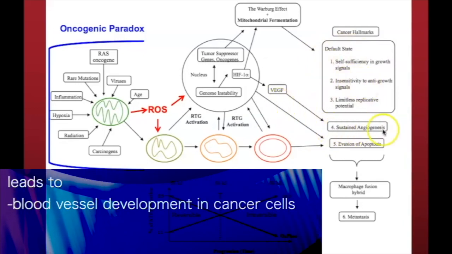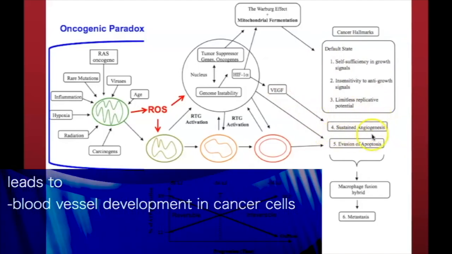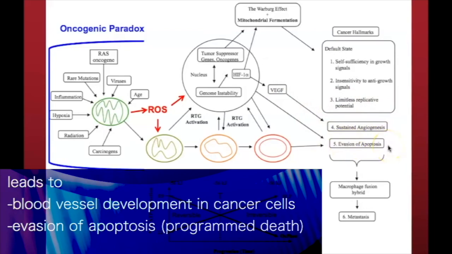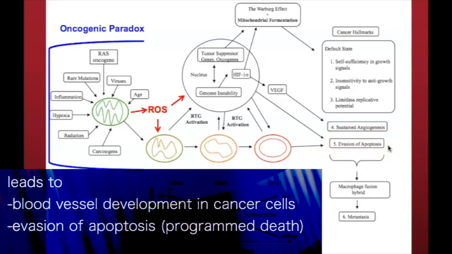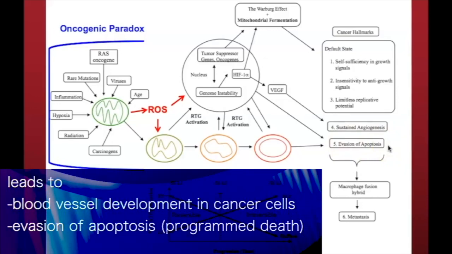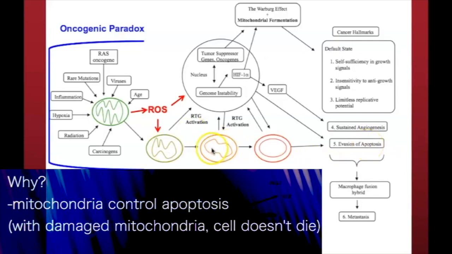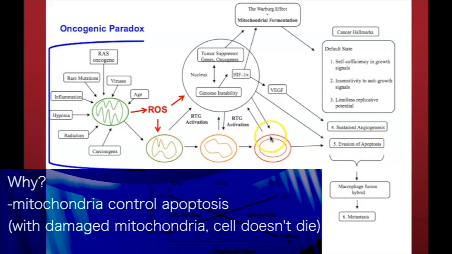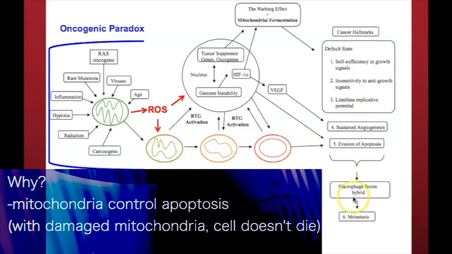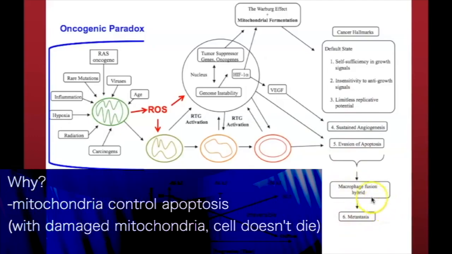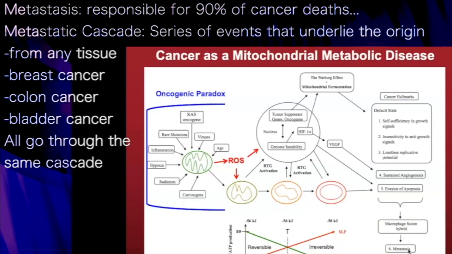This also leads to blood vessel development, which is angiogenesis in the microenvironment of the cancer cell, I should say. It also leads to evasion of apoptosis, or programmed cell death. Why is the cancer cell bypassing the natural ability to die when energy metabolism is so shifted? Because the mitochondria control apoptosis. The mitochondria act as the kill switch. If the kill switch is broken, the cell will bypass its programmed cell death mechanism, and therefore go on to proliferate. Metastasis, which is ultimately responsible for the death of 90% of cancer patients.